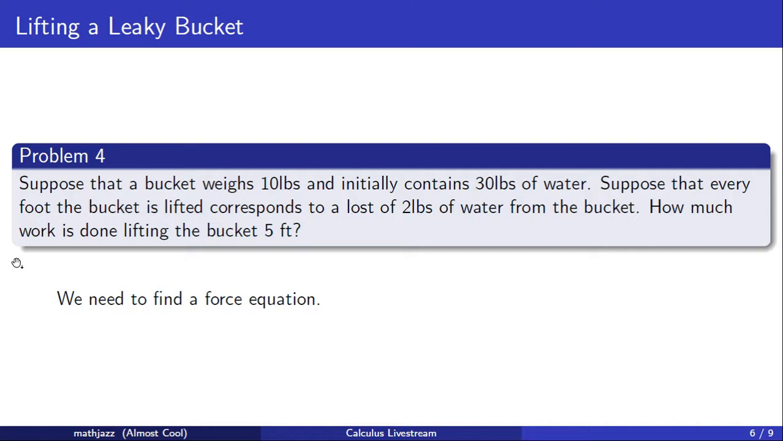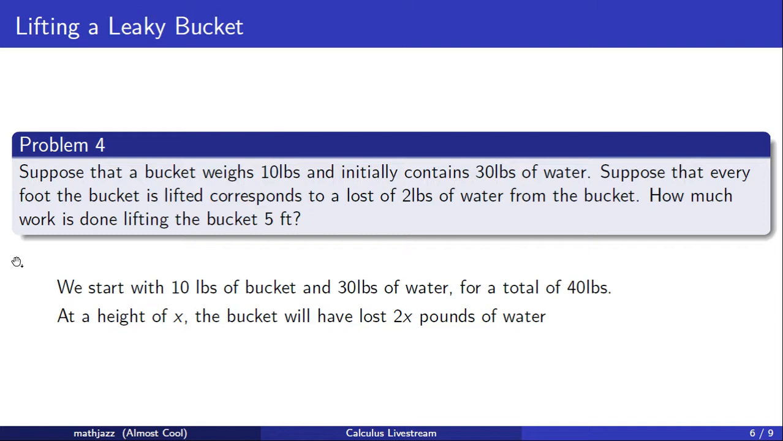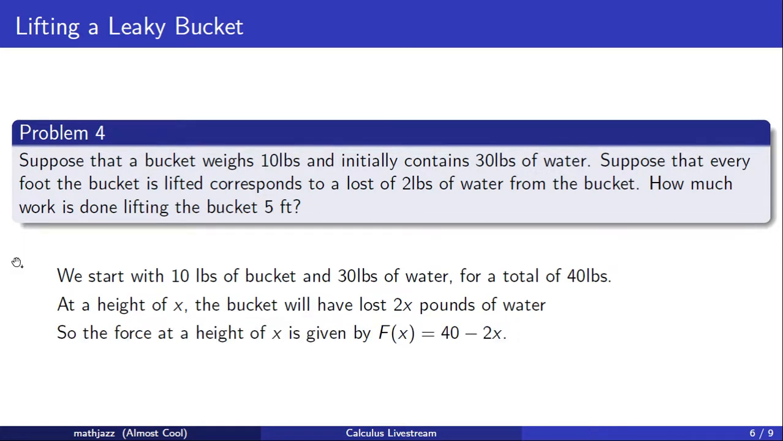So we need to find our force equation. We started with 10 pounds of bucket and 30 pounds of water for a total of 40 pounds. At every foot, we lost 2 pounds of water. So at a height of x, the bucket will have lost 2x pounds of water. So the force at a height of x is given by f of x equals 40 minus 2x. Notice we don't have to multiply by gravity because we are in the standard system, and the standard system gives you weights, not masses. So we don't have to do any multiplying by 9.8.